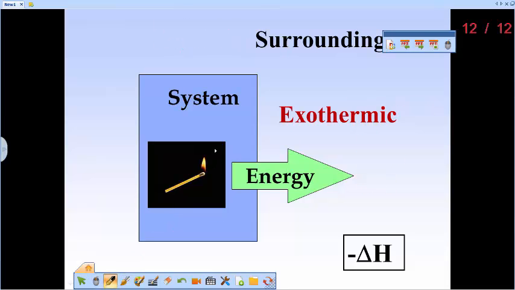The system and the surroundings: the system here would be the match. The surroundings would be everything else. When you light that match, heat flows out. That would be exothermic. That would give you this negative delta H.